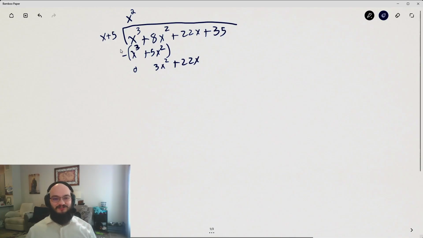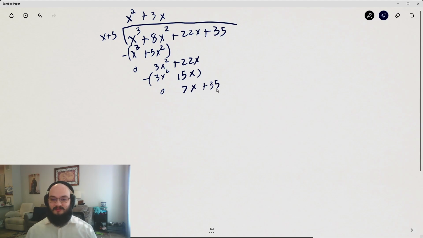And now we ask the same question again. What do I multiply x by to make it 3x squared? Or what is 3x squared divided by x? In this case, it is 3x. 3x times the whole binomial over here will be 3x squared plus 15x. Subtract this binomial. 3x squared minus 3x squared is 0. 22x minus 15x is 7x.